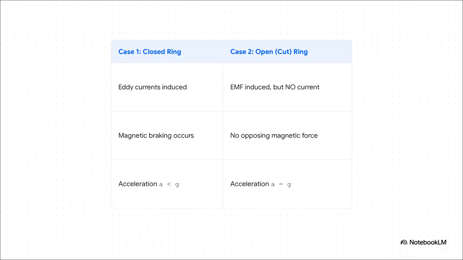Okay, quiz killer number 1, the classic magnet through the rings. A staggering 68% of students get this wrong. So let's break it down. In case 1, with the closed ring, you get eddy currents. That creates a magnetic braking effect, right? So the acceleration a has to be less than g. But look at case 2, the open ring. There's no complete path for the current, so no opposing force. The magnet just free falls. The acceleration a is equal to g. It's all about that complete path for the current.